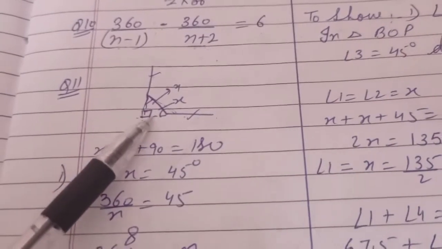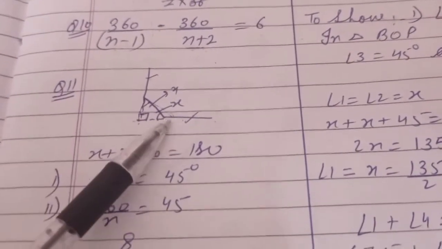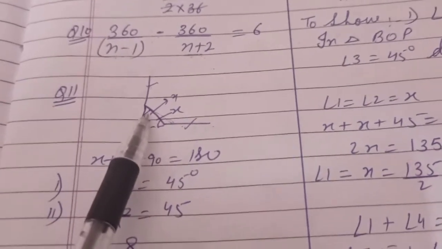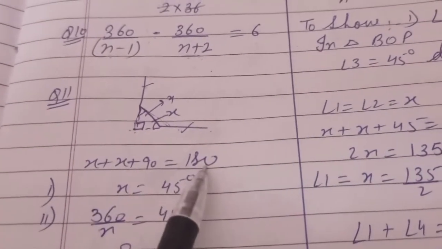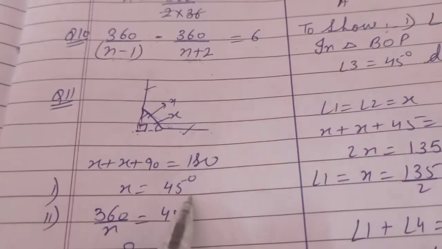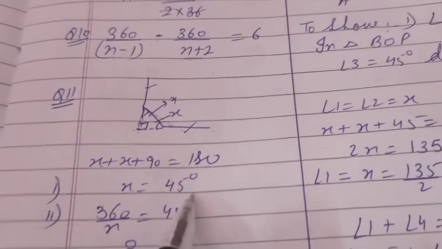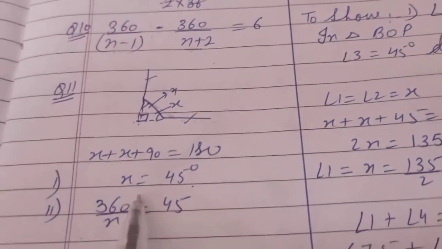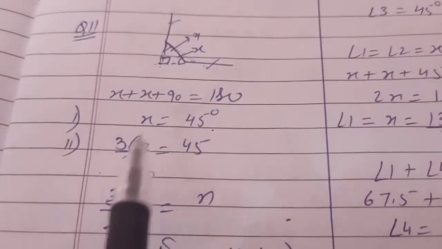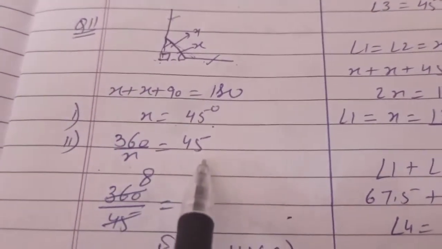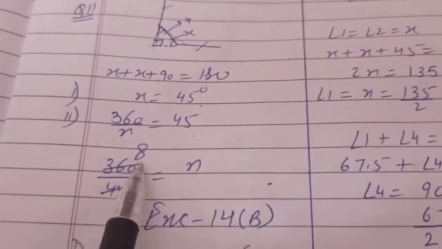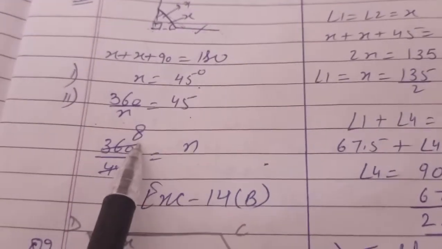So you can see children, since it is a regular polygon, so this angle will be what? X. This will also be x. So using angle sum property, we'll find the value of x. X is equal to 45 degree. This is exterior angle only. Then second part, number of sides. This is what, each exterior angle. What is formula? 360 over n is equal to 45. From here, n is equal to 8. Number of sides are 8. With this, your first exercise is finished.